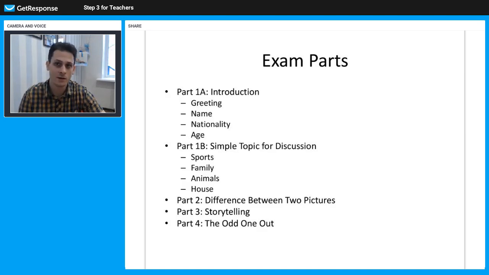Of course, part 1 is very similar to step 2, some greetings and so on, and some simple topic for discussion. Now, in this part of the exam, the past tense could come up. Of course, it's not guaranteed that there will be a question for past tense, but this would be a good place for it. Okay? Part 2 is defining the differences between two pictures. Part 3 is storytelling using a sequence of pictures. And part 4, which many times is actually the most difficult for students, is the odd one out, where there's a series of pictures and one doesn't belong to the group.